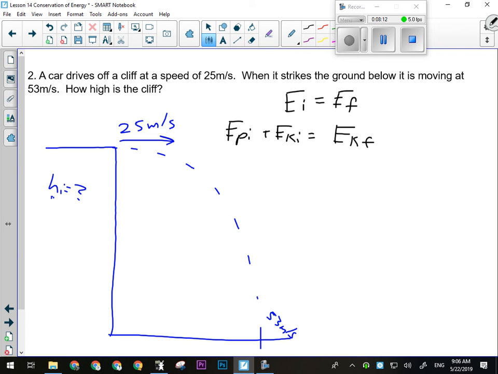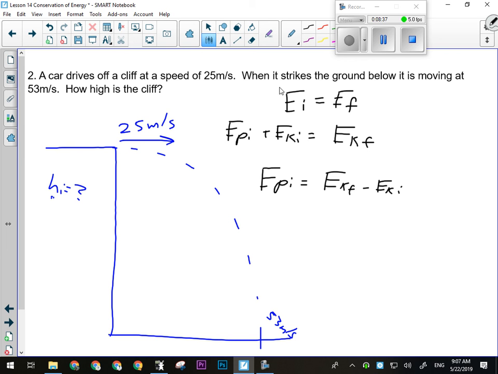What we're looking for is part of this. It's part of the initial potential energy. So I want to get that by itself right away. So what do I have to do with the initial kinetic? Subtract it over to the other side, right? So I'm going to have the initial potential equals the final kinetic minus the initial kinetic. Okay, everybody with me so far?